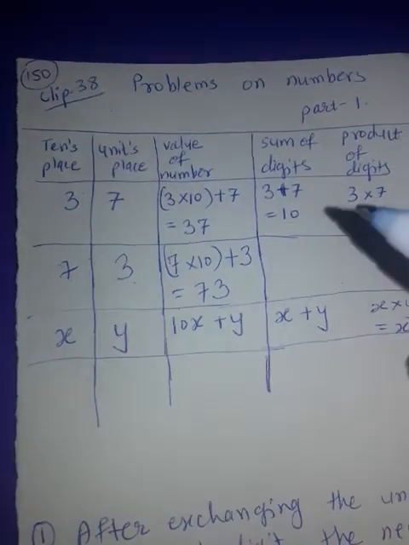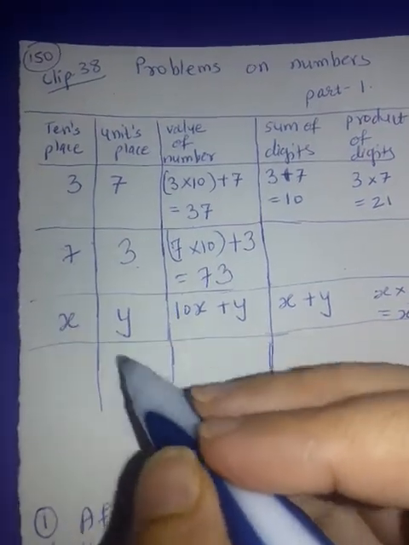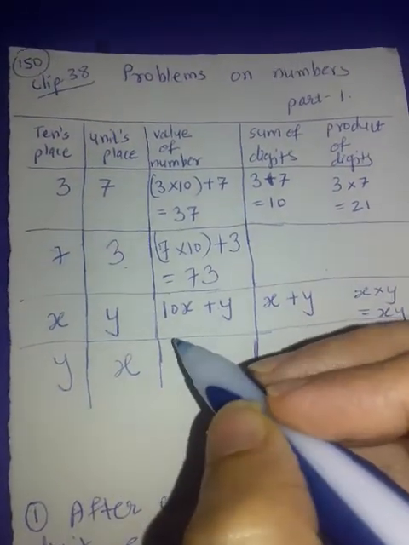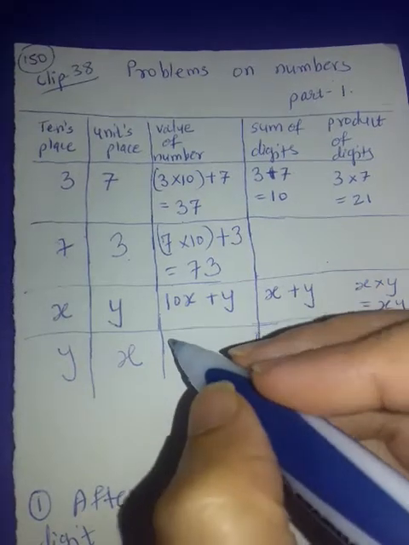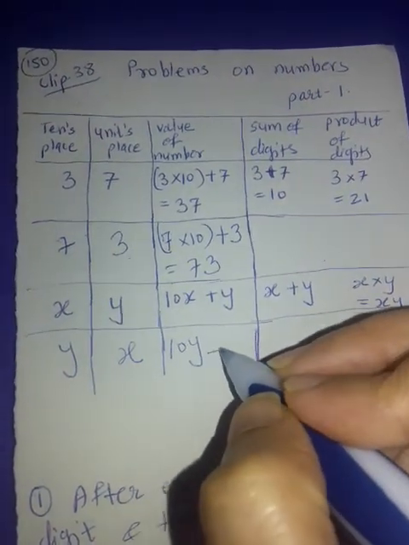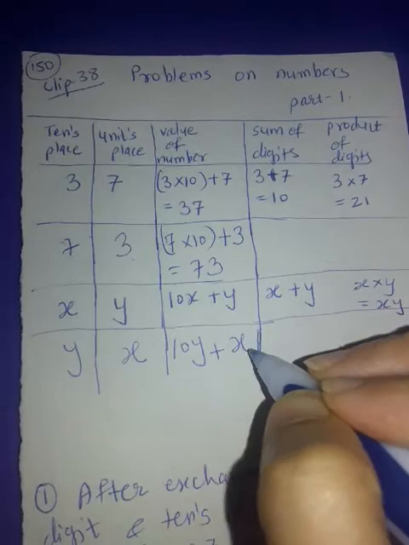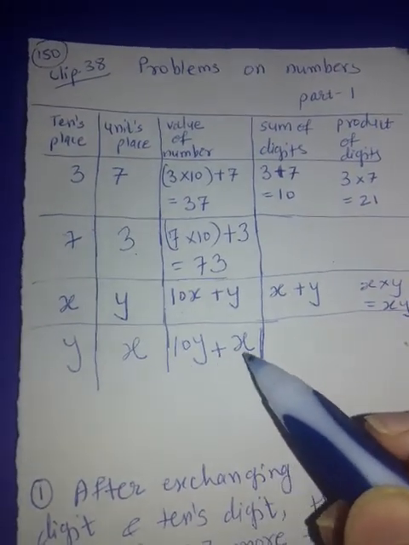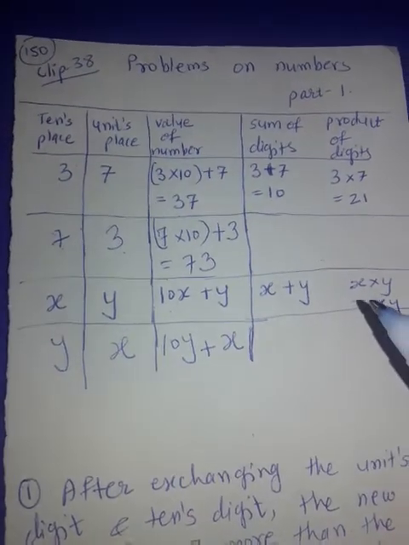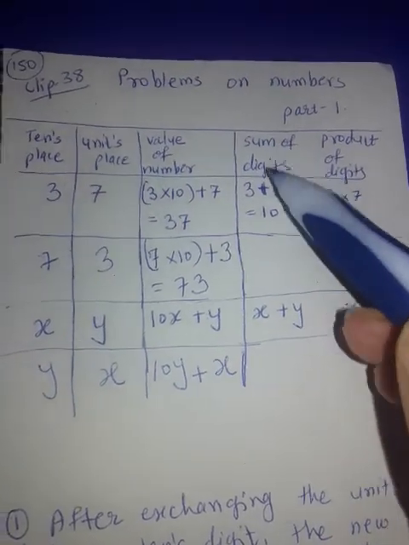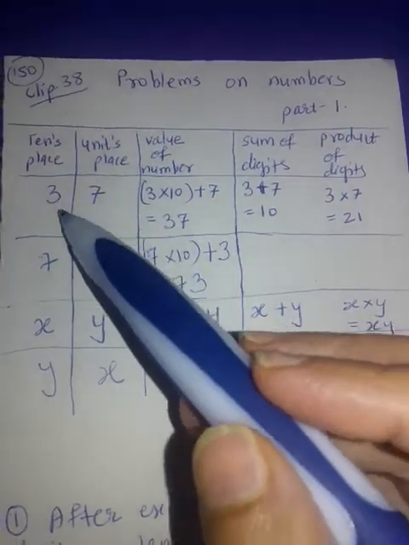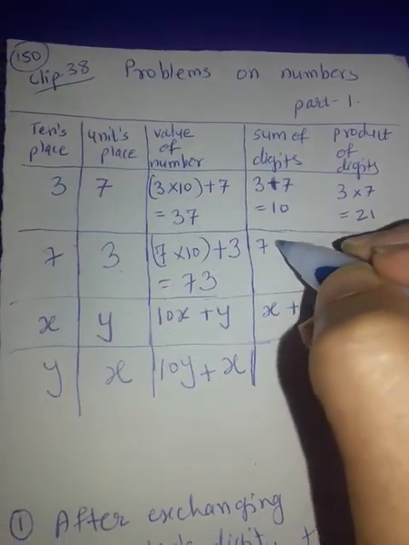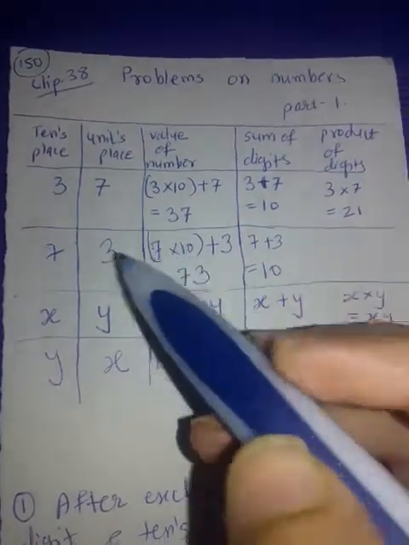Do you agree? So same way here, if I exchange the digits, y comes here and x comes here, then what will be the value? Tens place I have to multiply by 10. So this will be 10y, and add units place, so it will be 10y plus x. So now 10x plus y changes to 10y plus x when I exchange the digits. Very clear? If I talk about the sum of the digits, now I have exchanged the digits, but still the sum of the digits will be the same. 7 plus 3, that is 10. Isn't it?